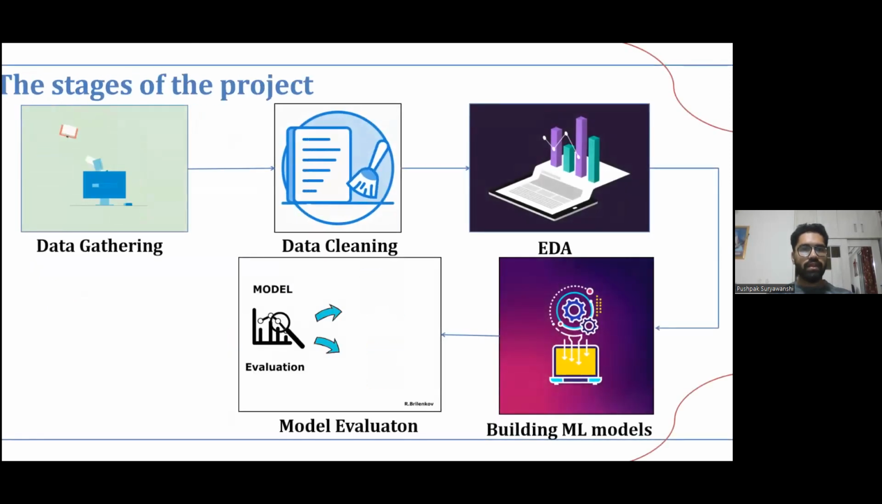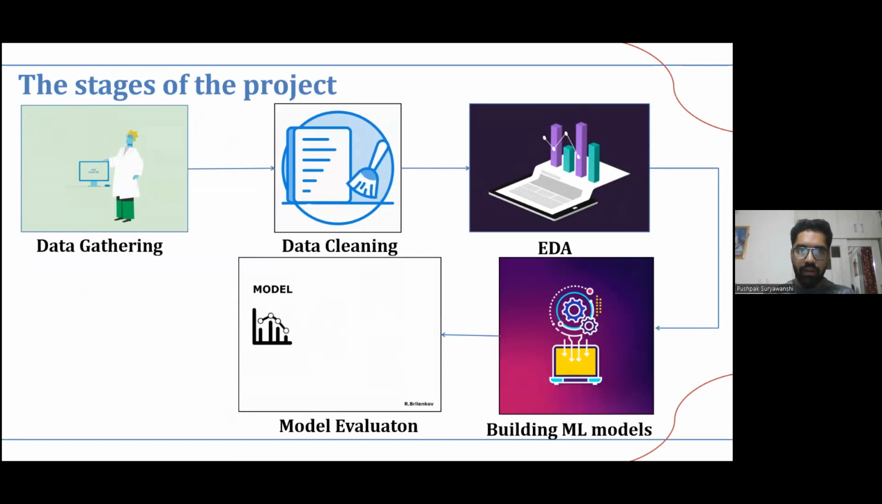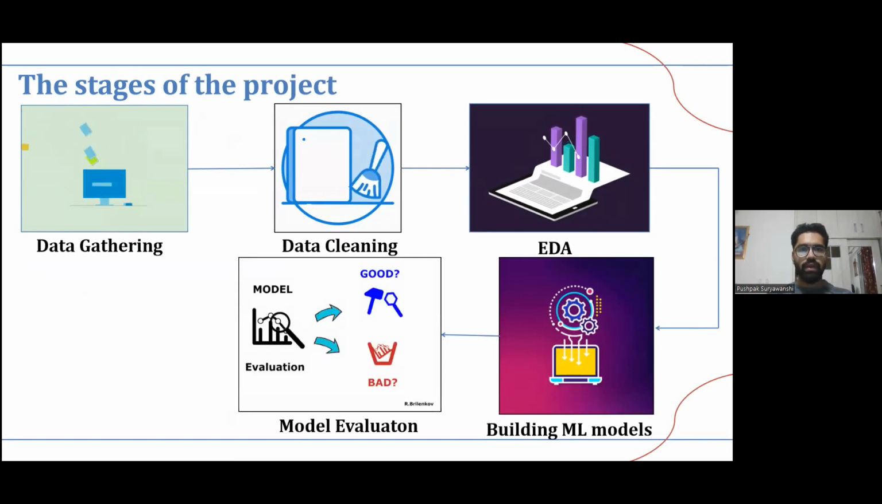So these are the stages of the project. First, we gather the data, then we clean the data, then we do the exploratory data analysis, then we build the machine learning model, and finally we do the model evaluation. So we'll see these tasks individually in detail.